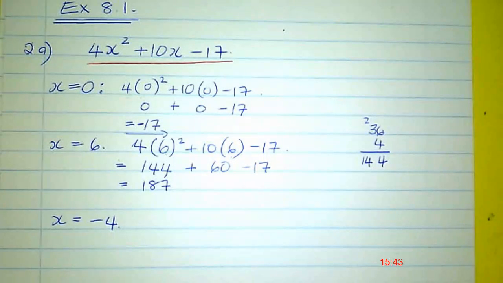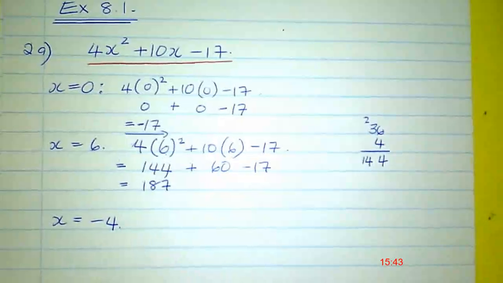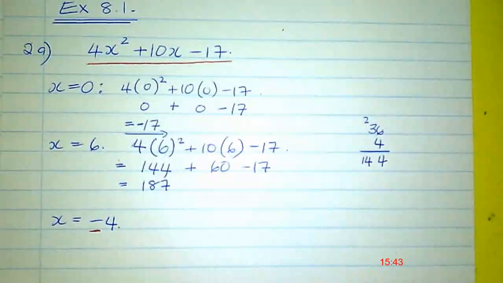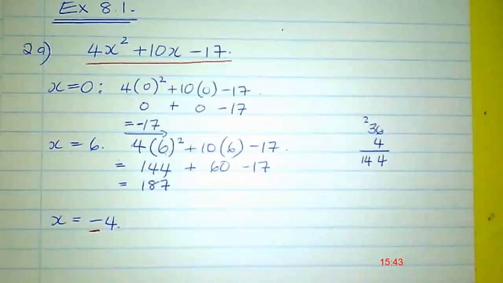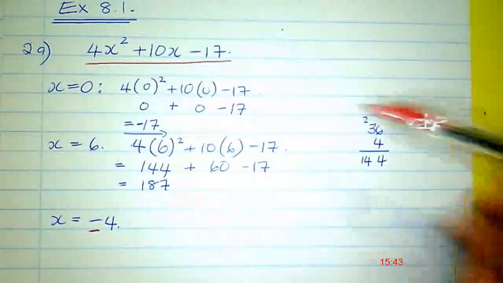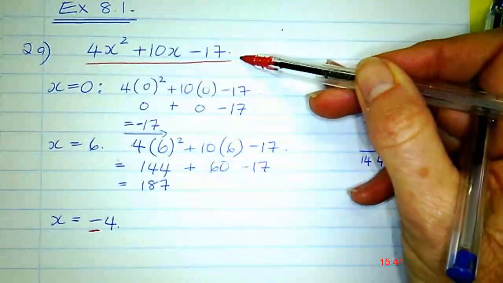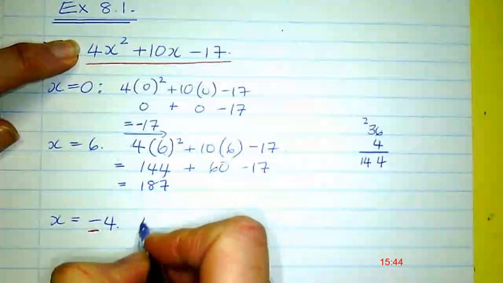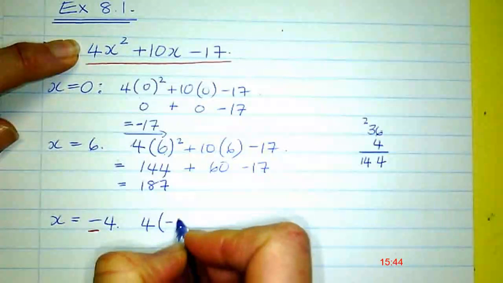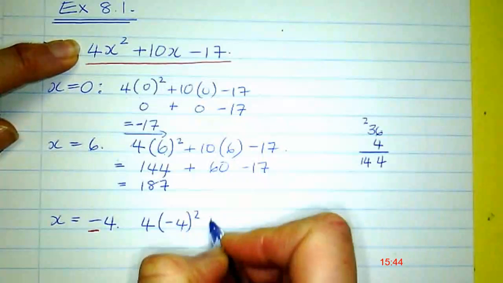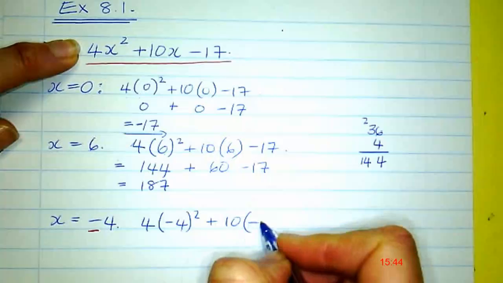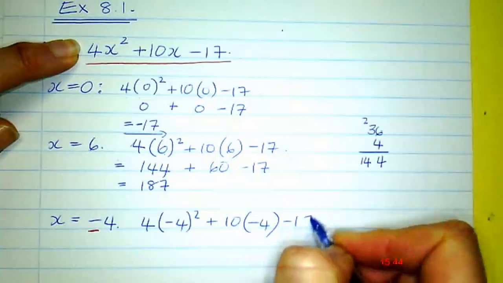Okay. And then the last number they wanted us to do was negative 4. Now notice it's important, the negative is very important. It's going to change things a bit. So let's be very careful how we write it down. So here's my original expression. So I'm going to go 4 times negative 4 squared plus 10 times negative 4 minus 17.